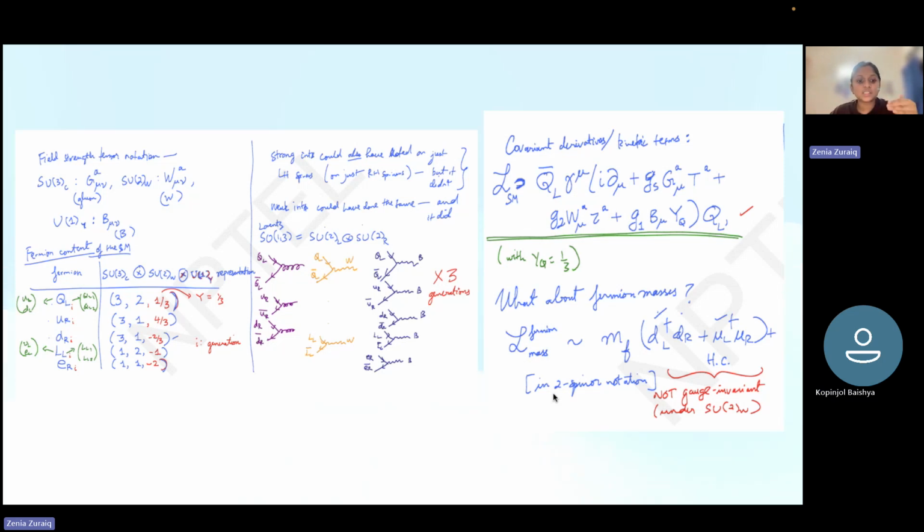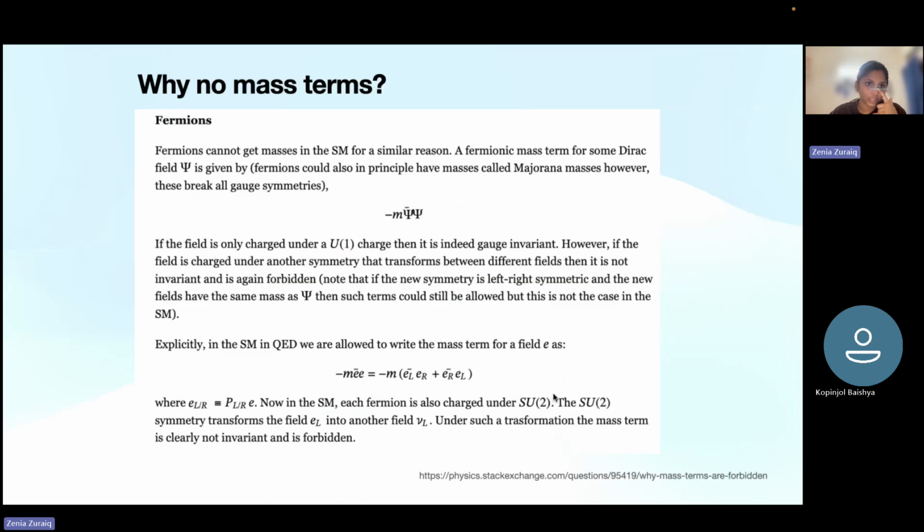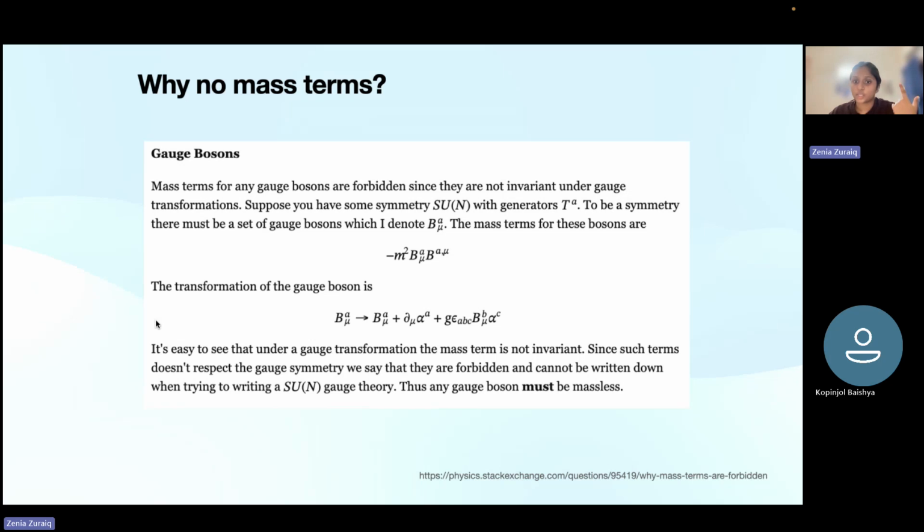For that, only this Higgs mechanism was brought in. Okay, so again, this is just an explanation of why there are no mass terms. Basically, there can't be mass terms because of gauge invariance. So I've put the slides here, you can check it. But this is about mass, why we can't write a mass term for the fermion. We cannot write it for gauge bosons also because they are not invariant under gauge transformation, basically. So that is the idea.